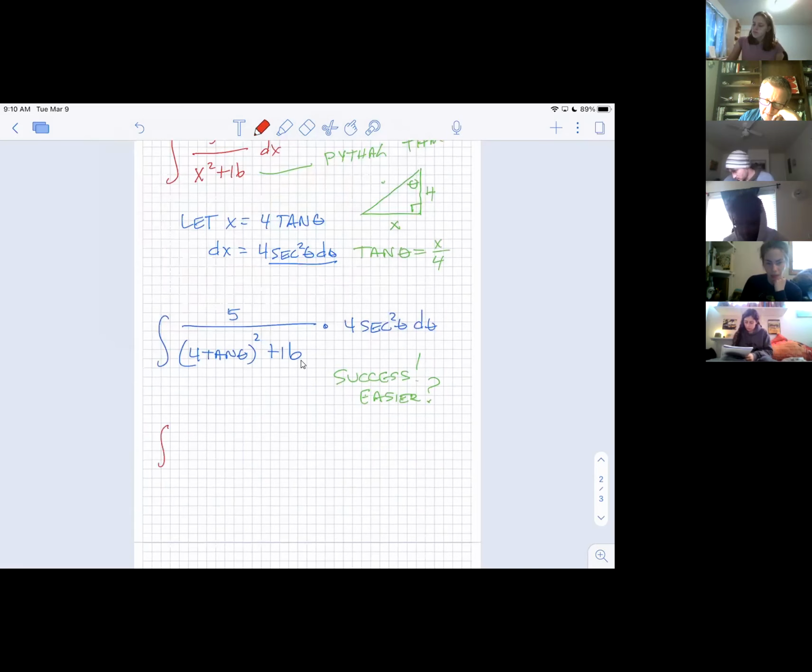So let's see, I guess I could multiply, since this is a fraction, I could multiply straight across. So I have 20 secant squared of theta on top. And if I multiply the bottom out, I've got 16 tangent squared theta plus 16. To me, that doesn't look any better. That looks terrible. This does not look like it works at all.